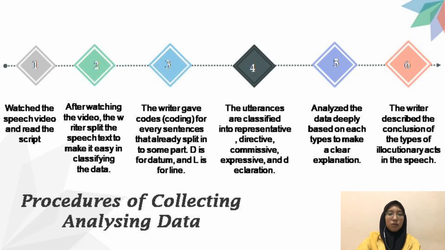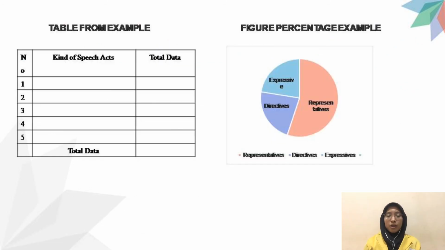After getting the data from the speech text, I classified the utterances into 5 classifications: representative, directive, expressive, commissive, and declaration. And then I analyzed the data deeply based on each type to make a clear explanation. And last step, I described the conclusion of the types of illocutionary acts in the speech. Okay, so this is an example of the table and figures showing the percentage of illocutionary acts found in the speech that I used in showing the result of my analysis.